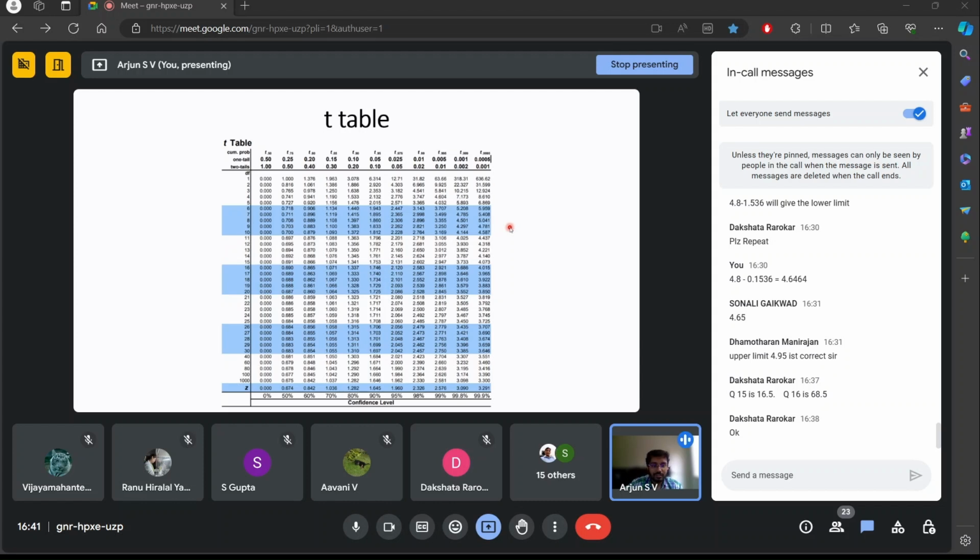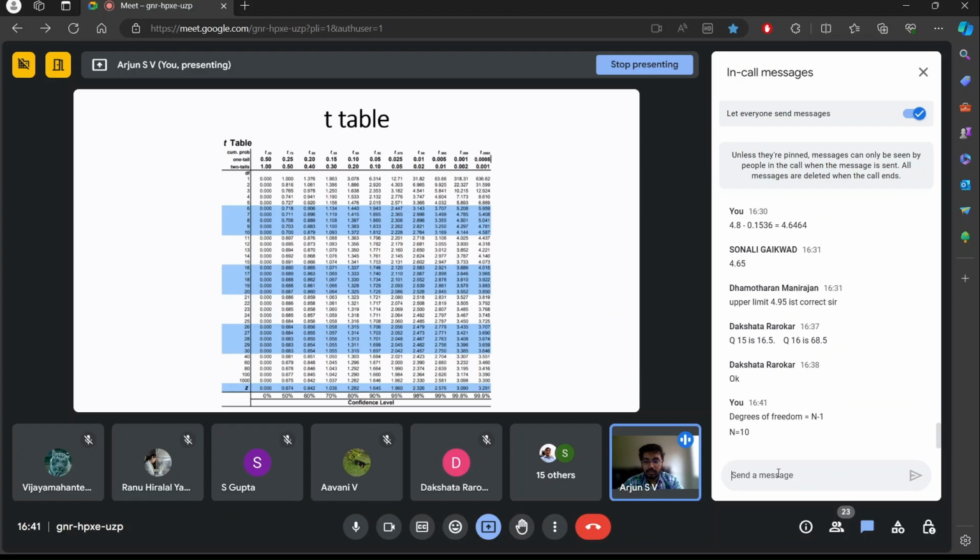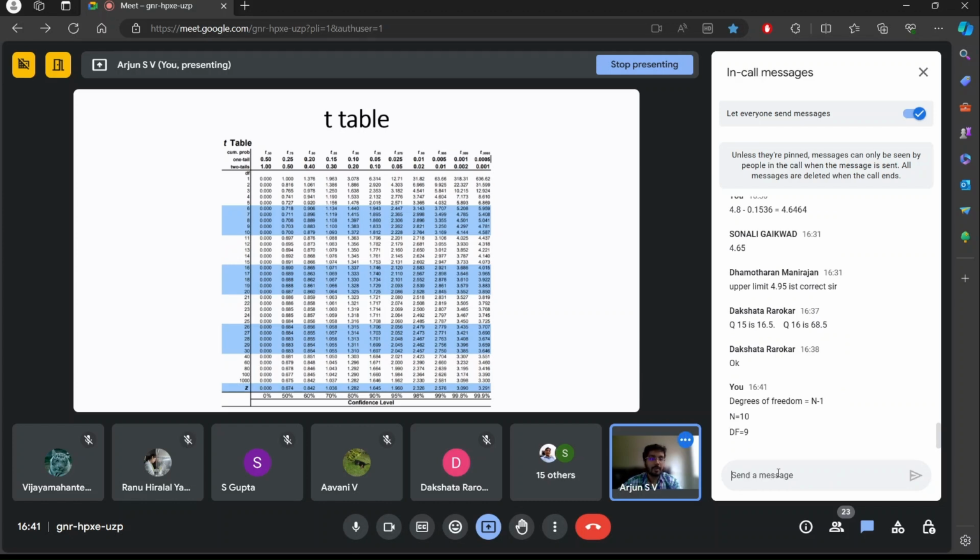To find the degrees of freedom, it will be n, your number of observations, minus 1. If n is equal to 10, then your degrees of freedom will be 9. So let's just say we want to find the t value of 9 degrees of freedom under 0.01 confidence interval, for a two-tailed t-test.